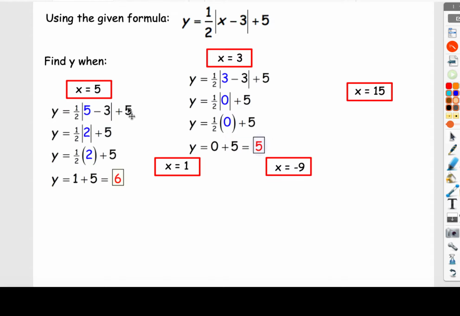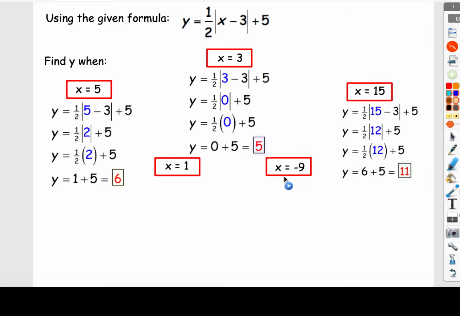So let's look over here when x is 5. 5 minus 3 is 2, and again, the absolute value of 2 is 2. Cut it in half, add 5, equals 6. When we plug in 15, same idea. 15 minus 3 is 12. The absolute value of 12 is 12. Times a half, add 5 is 11.